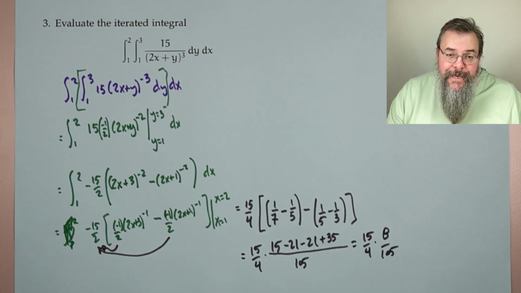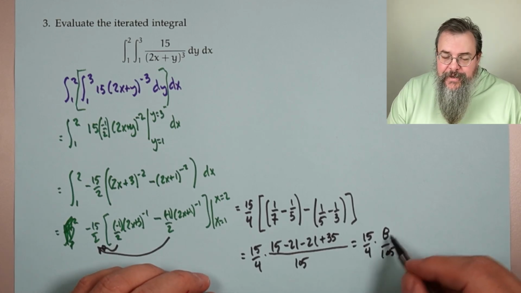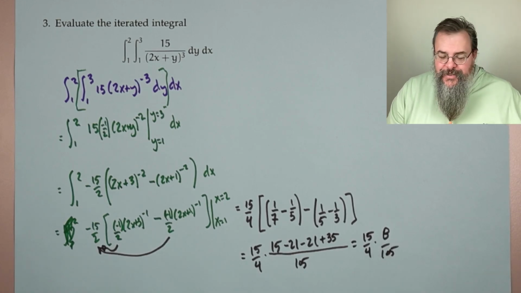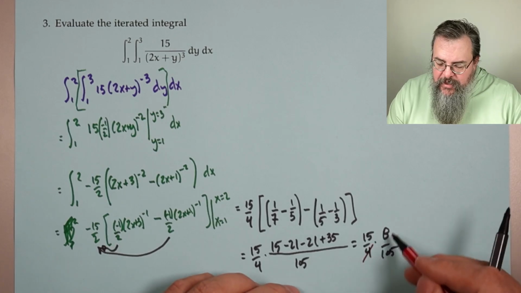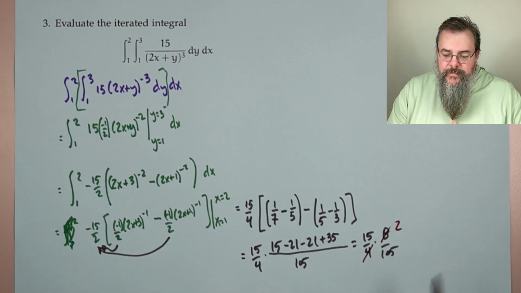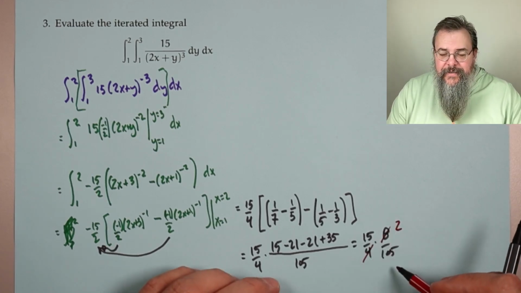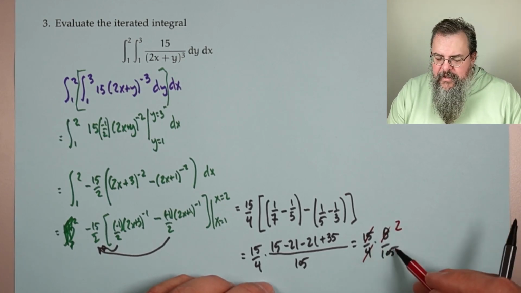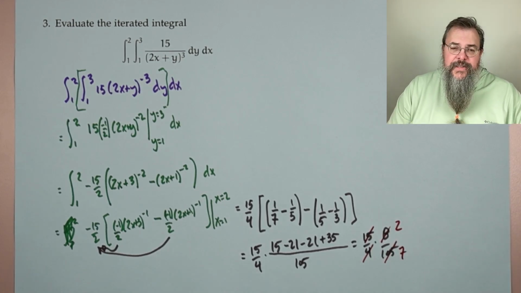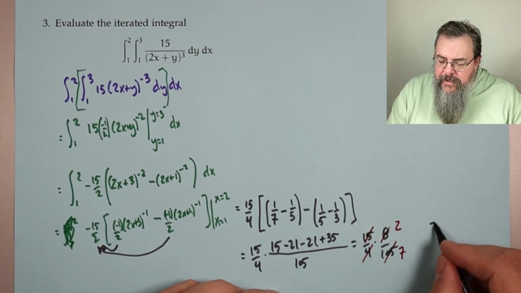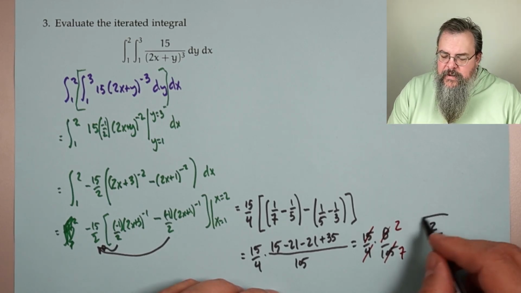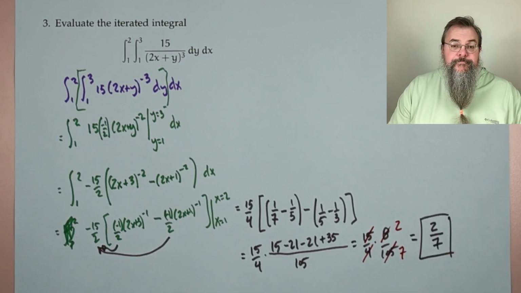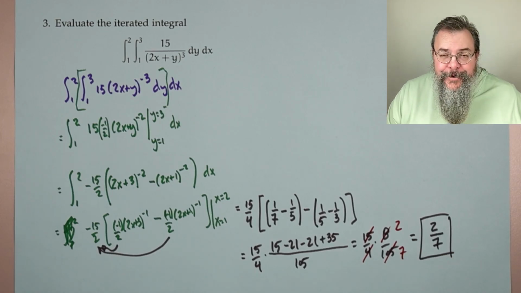And now we can clean up. 4 goes into 8, so that leaves us with a 2 upstairs. 15 goes into 105. 15 is 3 times 5, 105 is 3 times 5 times 7. So that leaves us with a 7 downstairs, leaving us a final answer of 2/7. And we've got our integral.